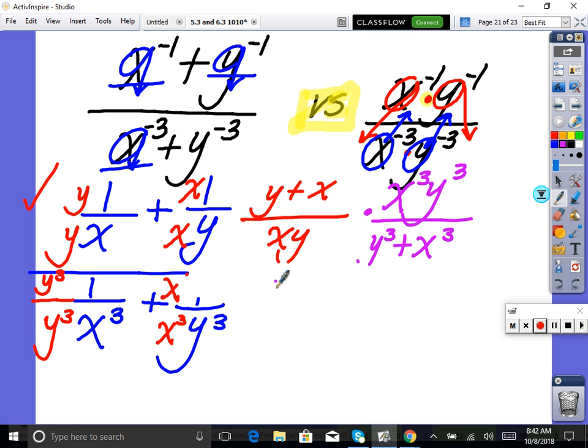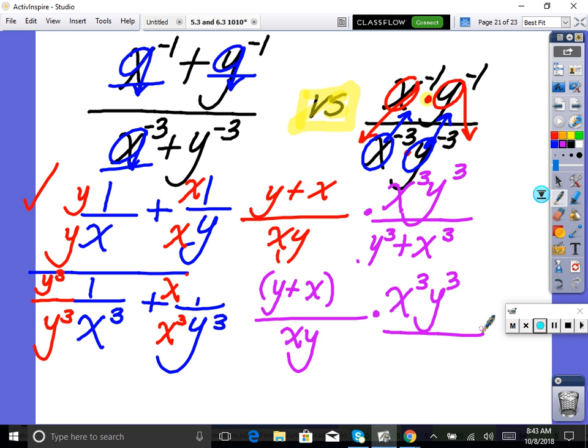So you'd say, well, that's factored, y plus x. On bottom, xy is good. Then we have times x cubed, y cubed. Well, there's nothing more we can do with that. It's just multiplication. But now careful, right here, isn't this the sum of two perfect cubes? Yeah, so we can factor that. That's what we learned in our last unit that we just tested on.